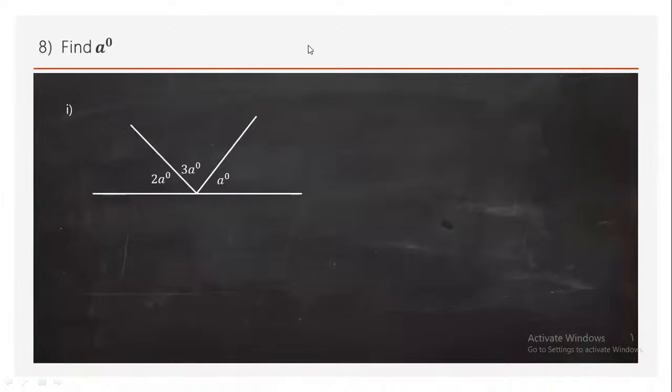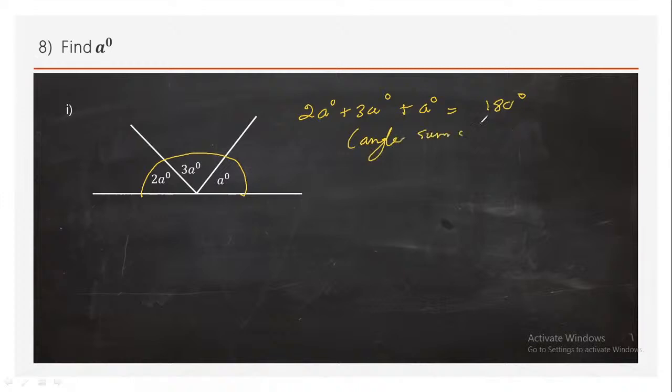Next question, find A. You can write all the angles, they are supplementary and add up to 180. 2A plus 3A plus A equals 180. Angles on a straight line sum to 180. 2A and 3A, 5A and A, 6A.